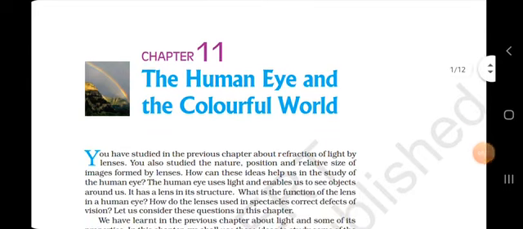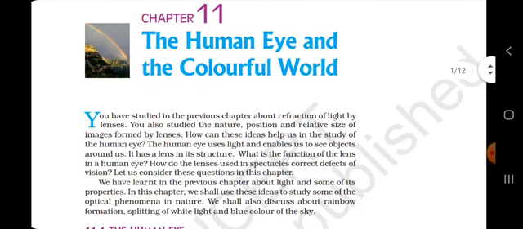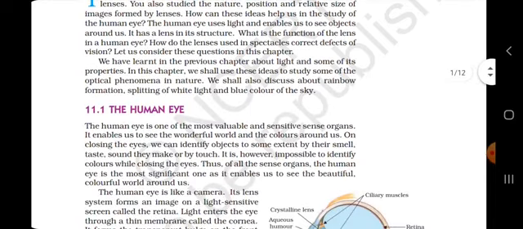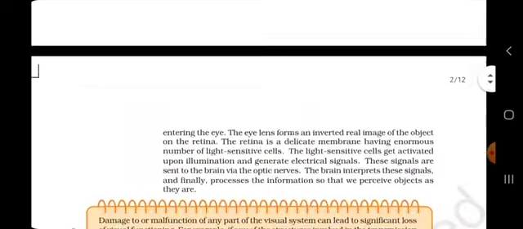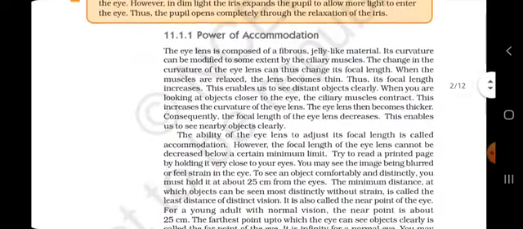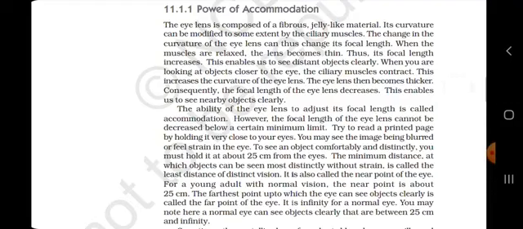Hello everyone. So today we are continuing the same chapter we did yesterday, and that was chapter number 11, the human eye and the colorful world. As we have seen the human eye and the schematic diagram of the human eye, we also saw the power of accommodation. The ability of the eye lens to adjust its focal length is known as the power of accommodation.